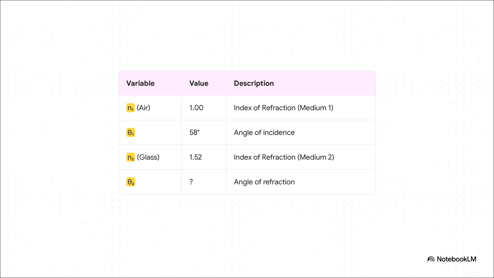So, for example, if we know the muddiness score for air, which is about 1, and for glass, which is about 1.52, and we know the light hits the glass at a 58-degree angle, we can just plug those numbers right into the formula. We're not going to do the math here, but the point is, this law lets us calculate that new angle with perfect precision. It's the physics that makes all of our optical technology possible.